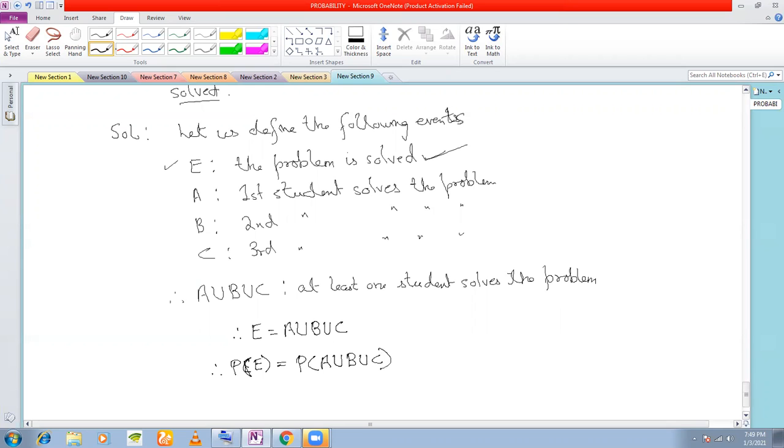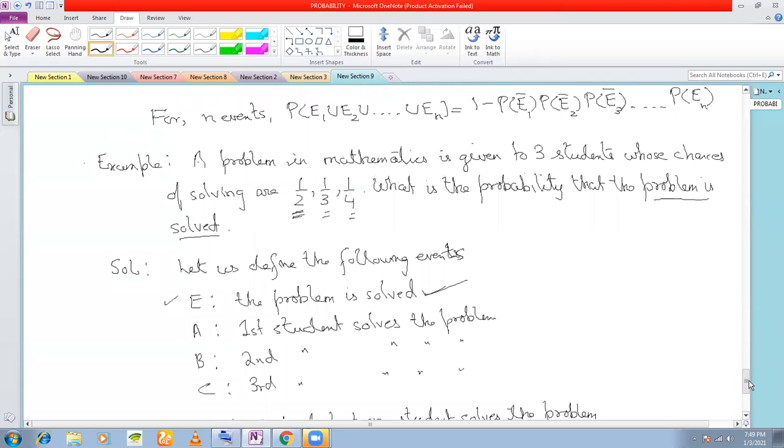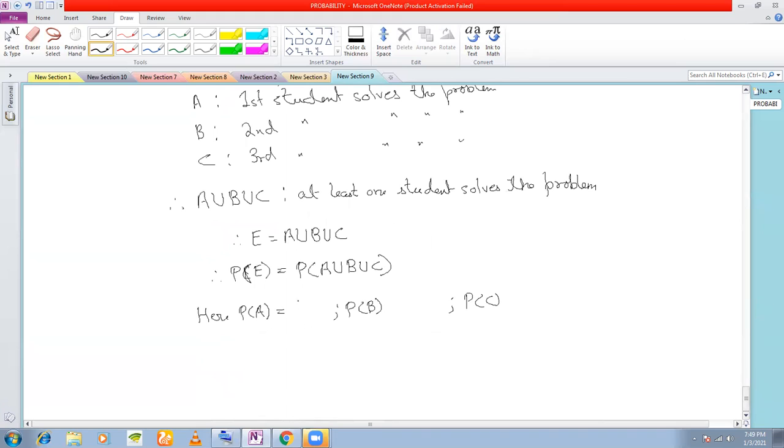Now, what is given here? We know P(A), right? What are the probabilities given? P(A), P(B), and P(C) are given to you. So, how much is P(A)? P(A) is half, P(B) is one third, and P(C) is one fourth. So, half, one third, and one fourth, right? Now, based on these P(A), P(B), P(C), we need to calculate P(E).